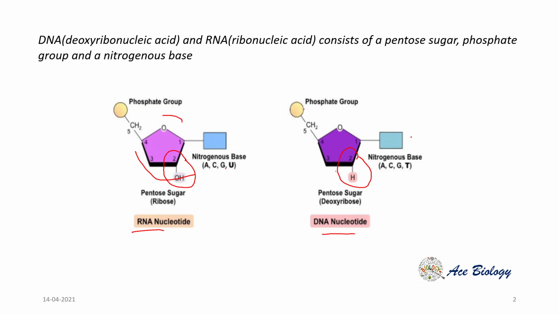Now another difference between these will be in the nitrogenous base. Here you can see that in case of RNA nucleotide we are having adenine, guanine, cytosine and uracil. And in case of DNA nucleotide it is adenine, guanine, thymine and cytosine. So here you can see that in case of RNA, thymine is replaced by uracil.